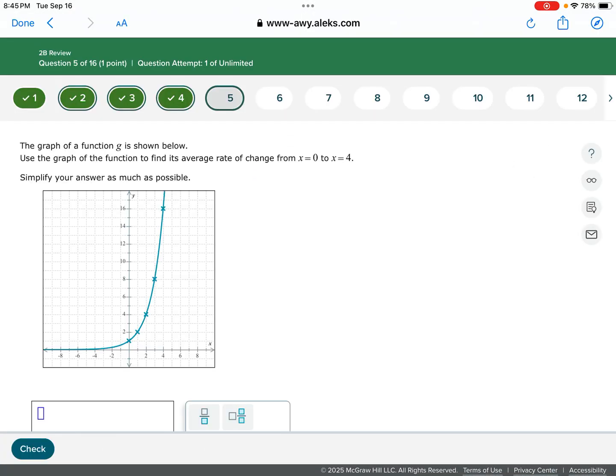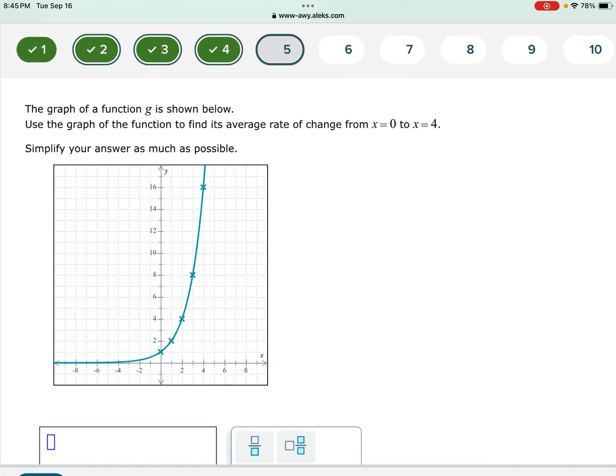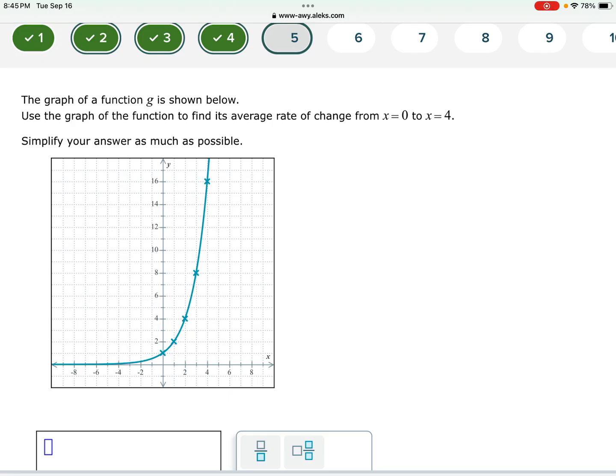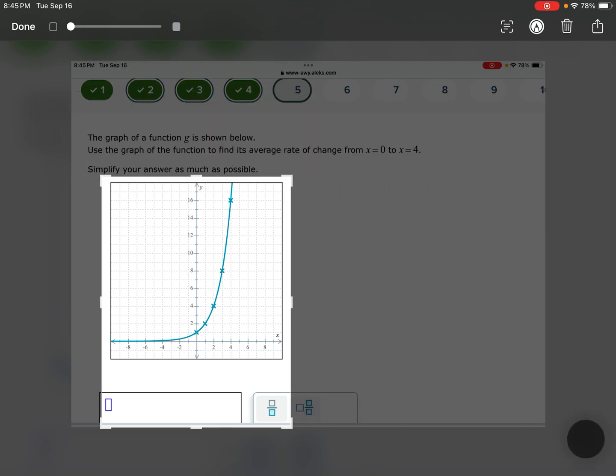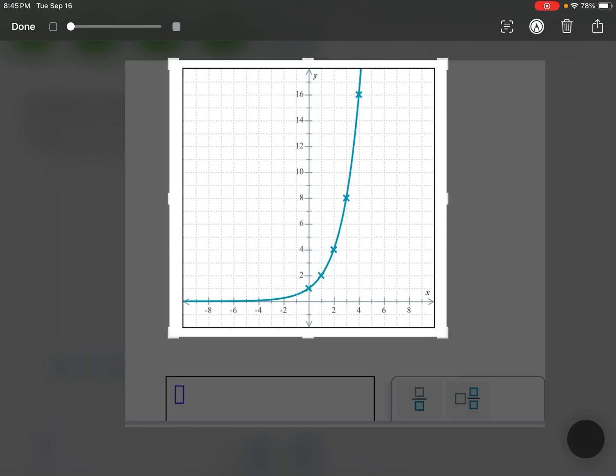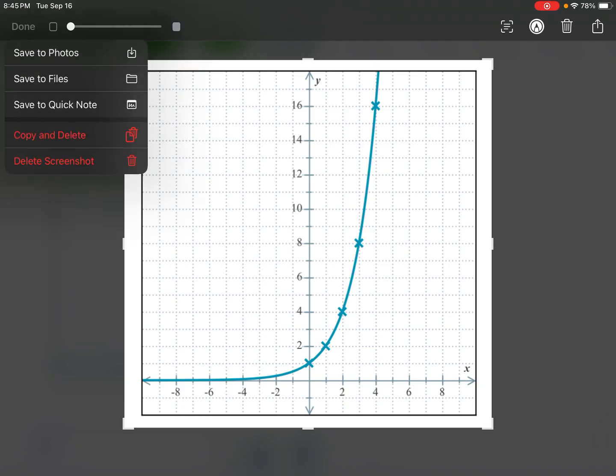All right, for 5, you're finding the average rate of change. So in this one, you're trying to find the average rate of change from x equals 0 to x equals 4. Let me go ahead and take a screenshot of this. It'll be useful.